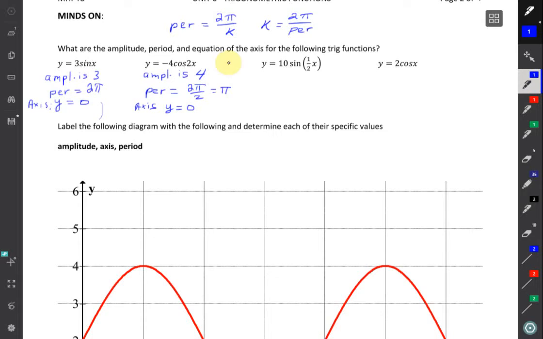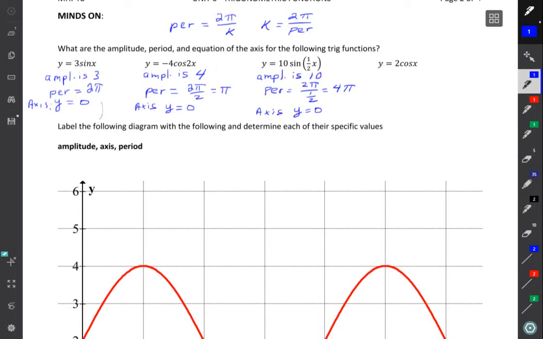Looking at this function here, the amplitude comes from the a value out in front, but absolute value, right? Positive. So the amplitude is 10. The period is 2 pi divided by 1/2. Invert and multiply, that's 2 times 2 pi, so that's 4 pi. Or we could say it's a horizontal stretch by a factor of 2, and 2 times 2 pi is 4 pi. And once again, there's no c value, so the axis is y equals 0 in this case.